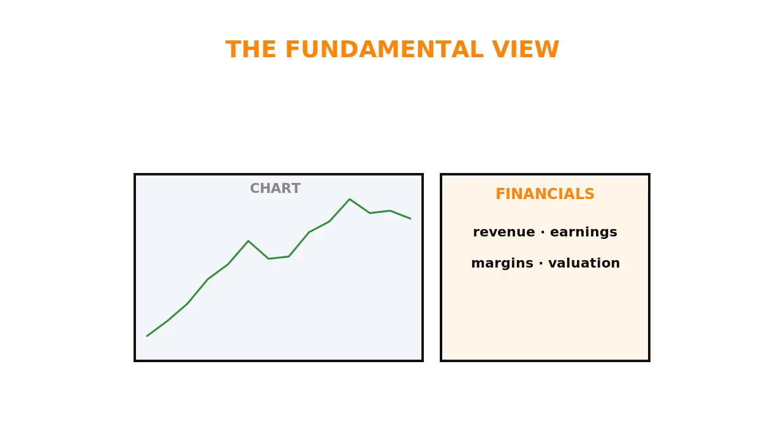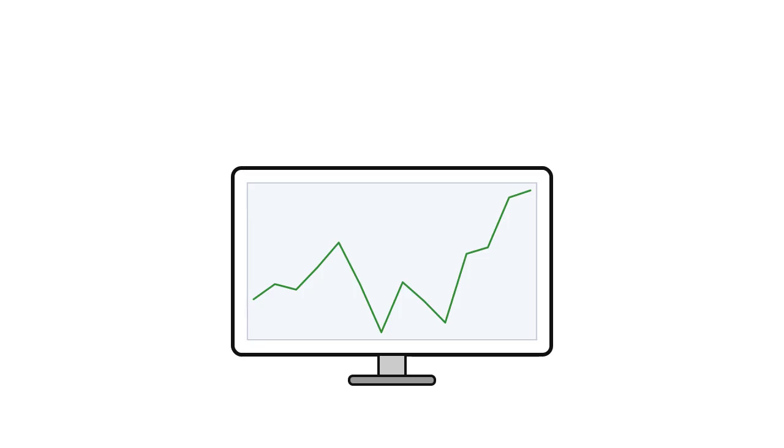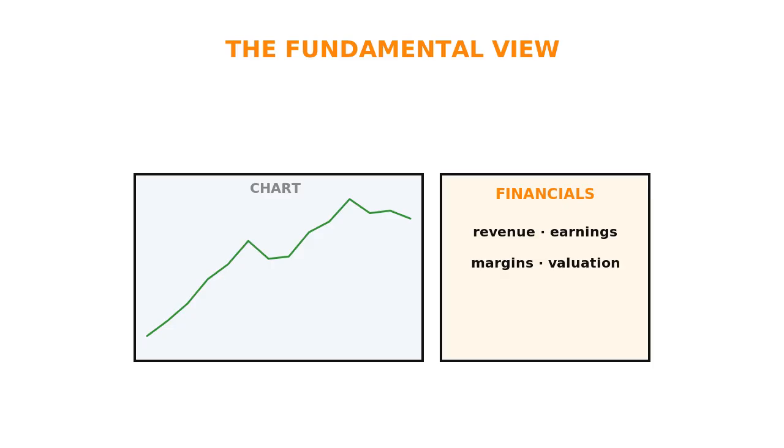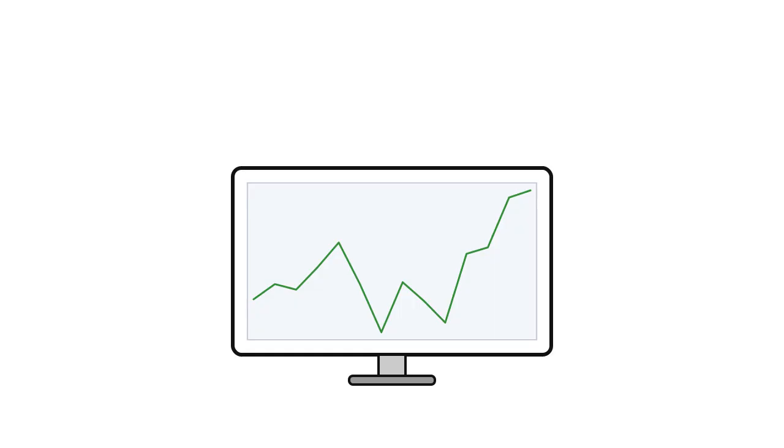Now the feature many beginners completely miss, the fundamental view. We have always said technicals and fundamentals are two halves of the same coin, and TradingView lets you see both without ever leaving the chart. There's a Financials tab that pulls up the company's revenue, its earnings, its profit margins, its valuation, right there beside the price action. That means you can spot a beautiful technical setup, and then, in 2 seconds, glance at whether the actual business behind it is healthy or rotten, all on one screen.